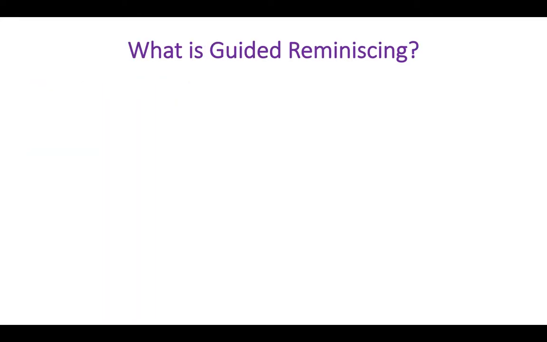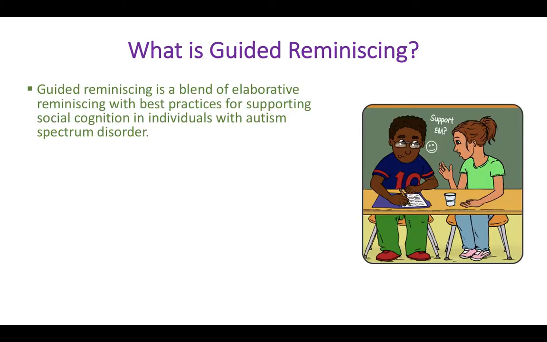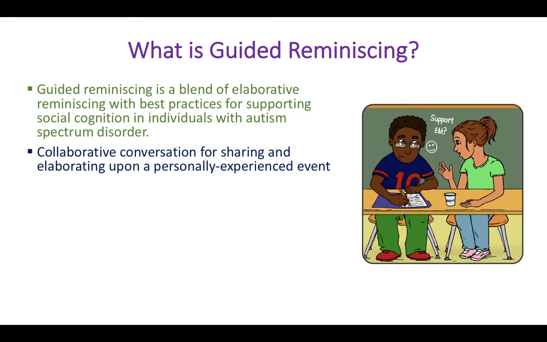Guided reminiscing is a little different than elaborative reminiscing in that it blends elaborative reminiscing with the best practices for supporting social cognition in individuals with autism spectrum disorder. Guided reminiscing is a collaborative conversation that aims to share and elaborate upon an individual's memory of a personally experienced event. Because persons with autism differ widely in their ability to understand and participate in conversation, guided reminiscing makes use of a variety of rhetorical devices, but only to the degree that they are possible and appropriate.